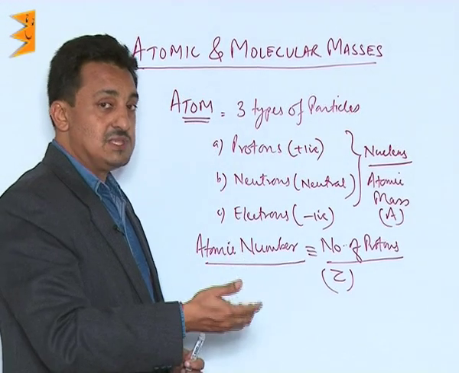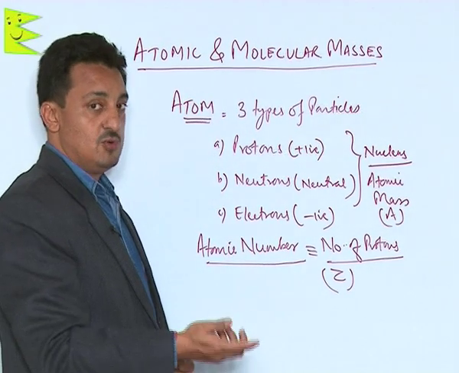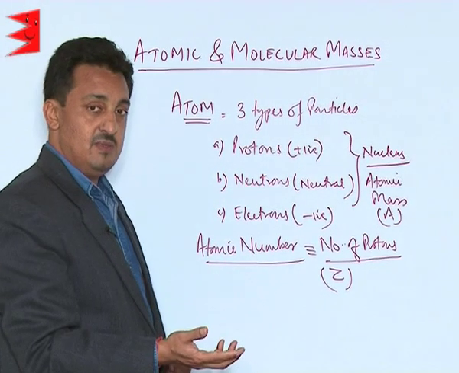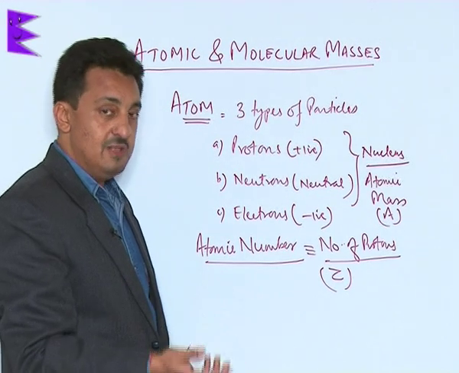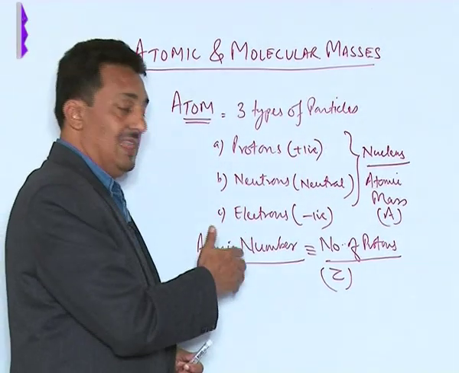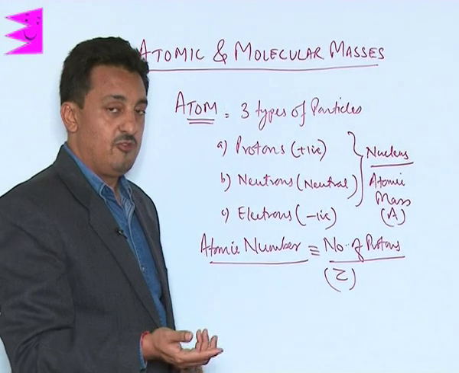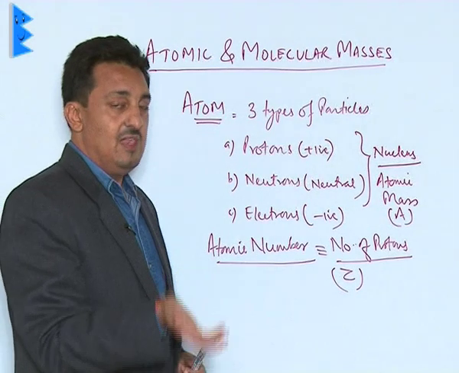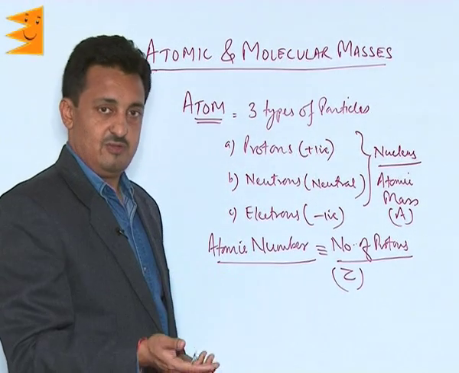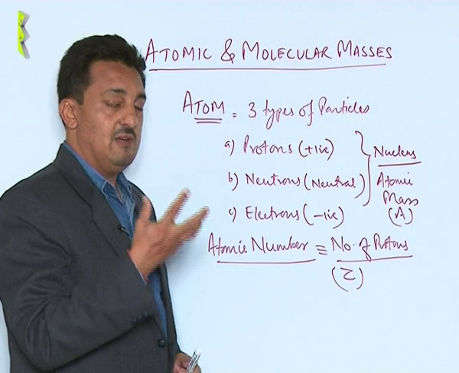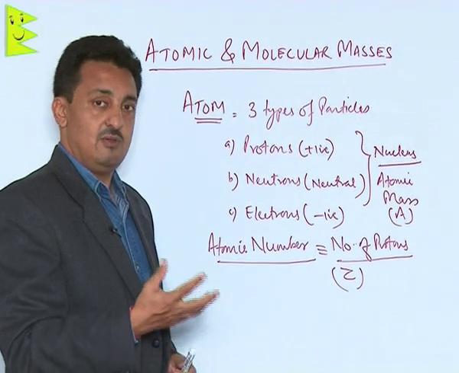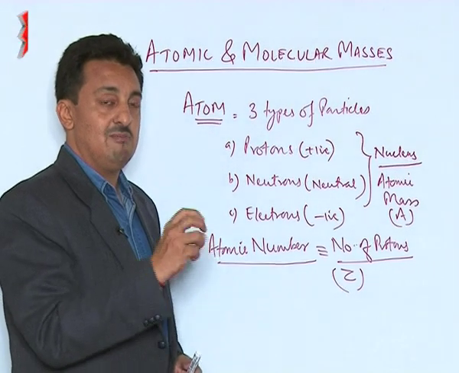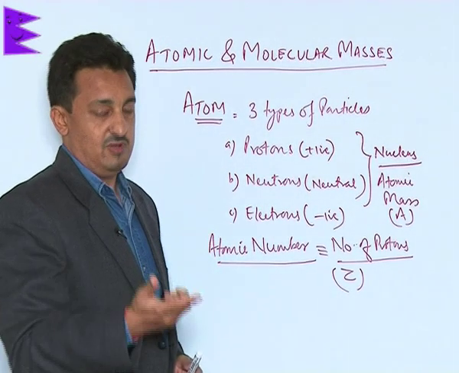So, the mass of the atom is mainly due to the protons and the neutrons which are present in the nucleus of an atom, which are together called nucleons. In this, the electrons do not have any contribution or almost negligible contribution. The reason is their masses are almost negligible in comparison to the masses of the protons and the neutrons. So, the atomic mass, the mass of the atom, will be the sum of the masses of the protons and the neutrons.